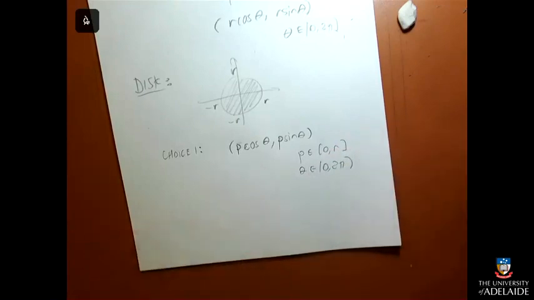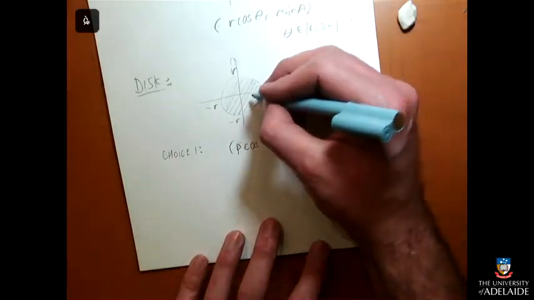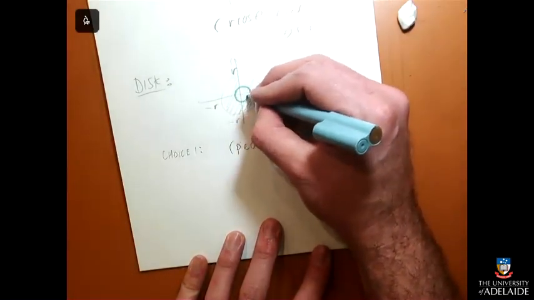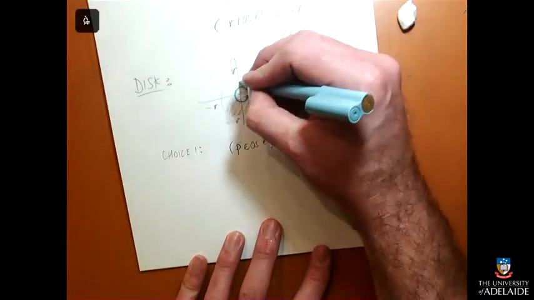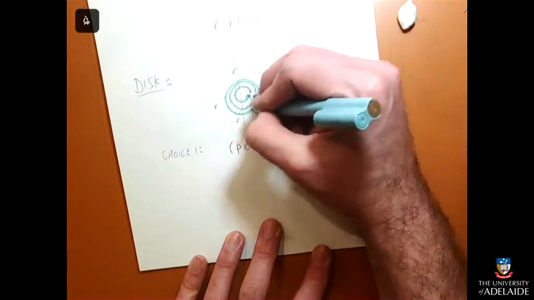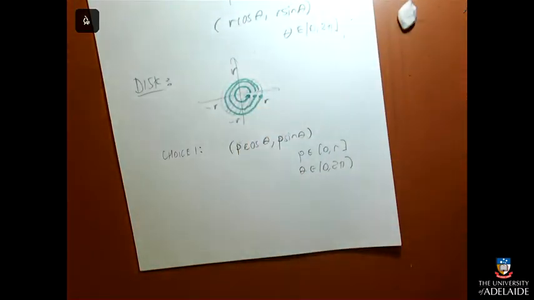And the way that this parameterization works is that you pick a radius and then you pick a position around the circle of that radius. So what we're doing is picking a particular radius and then picking a circle around that radius, and then maybe picking another one, and it's being made out of all of these little circles joined together.